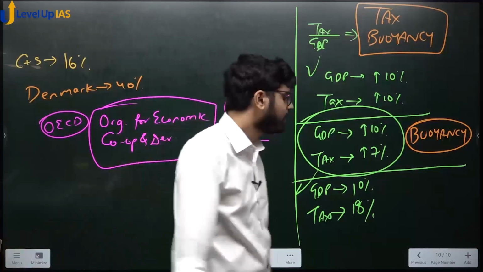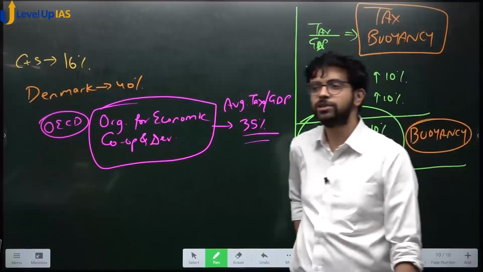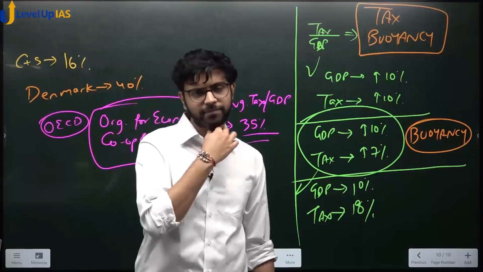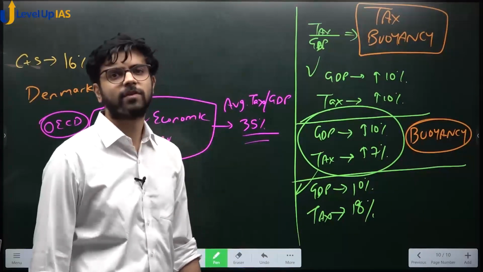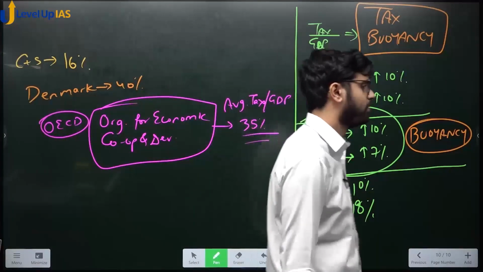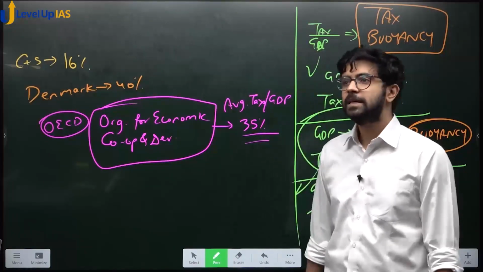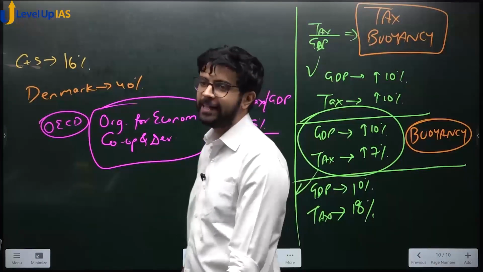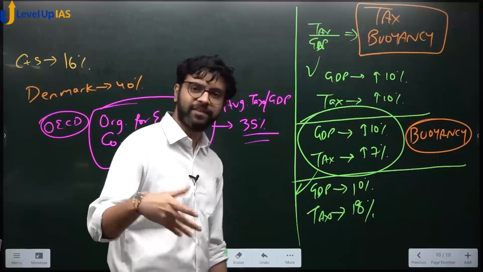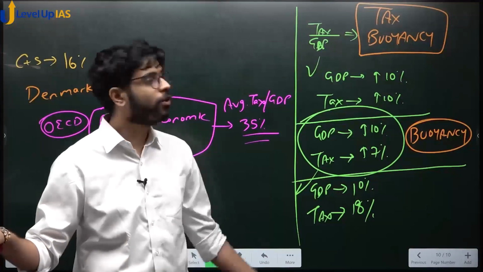What is another reason of tax to GDP being lower? What do you think is another reason of tax to GDP ratio being lower? Chori, people are not paying tax, scams, right? So tax evasion, we call evasion, tax ki chori, that also results in lower tax buoyancy.